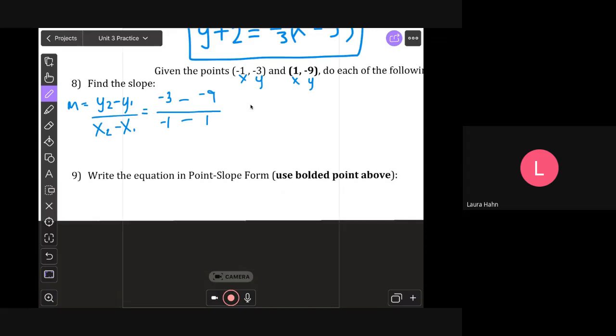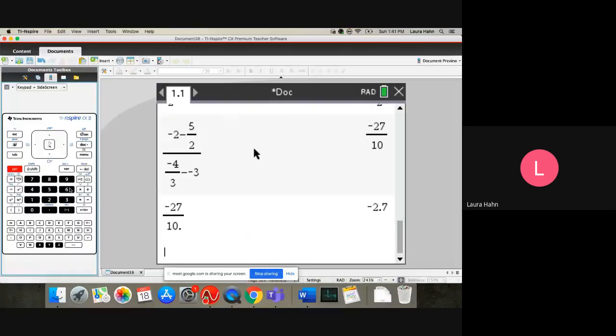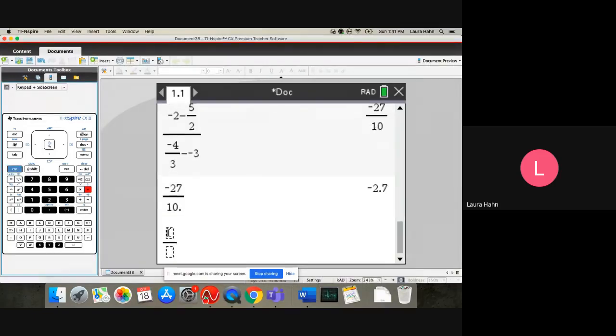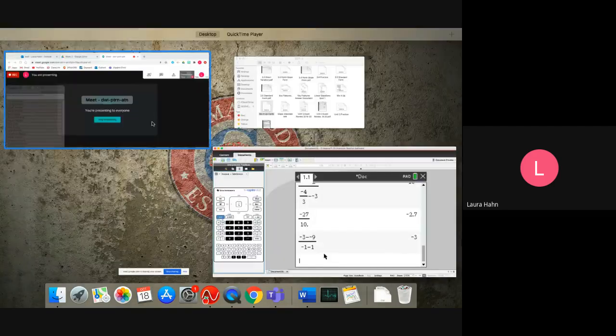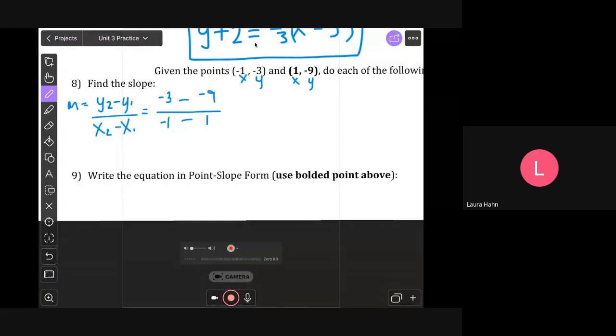So now that I have it written out, I'm going to type this into my calculator exactly as I see it. It's one big fraction, so I press Control Divide. On the numerator, the top was -3, then there was a minus sign, then it was a -9. I'm typing it exactly as we had it written. On the bottom, I had a -1, then a minus sign, 1. So -3 minus -9 on top, -1 minus 1 on the bottom. Now I'm going to click Enter, and that gives me a slope of -3. So slope is m.